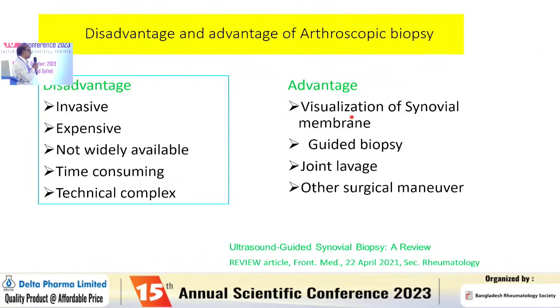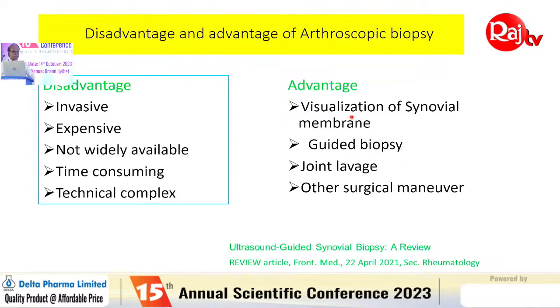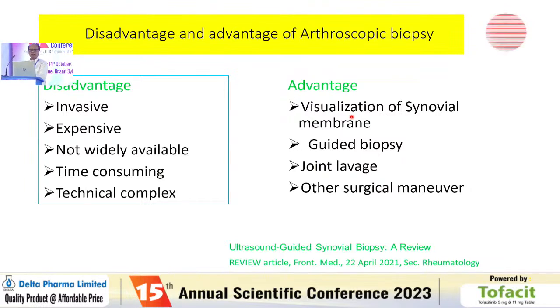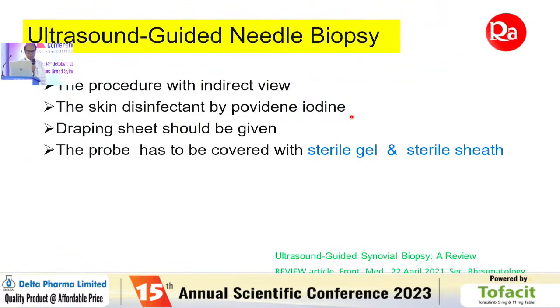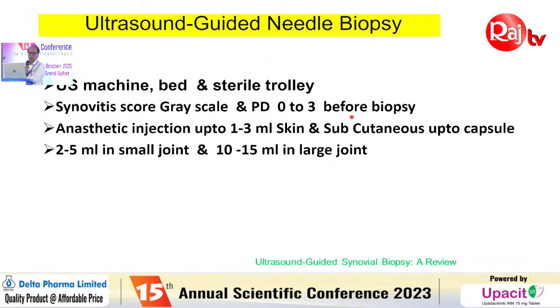Because it is non-invasive, inexpensive, available, and does not require much time. The technique is simple. In ultrasound-guided synovial biopsy, the procedure is an indirect view, not a direct view. The skin is disinfected with povidone or any similar agent, and draping should be given. The probe should be covered by sterile gel and sheath. An ultrasound machine and sterile trolley should be available.